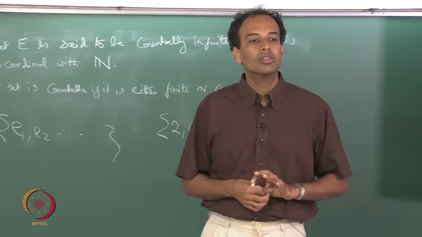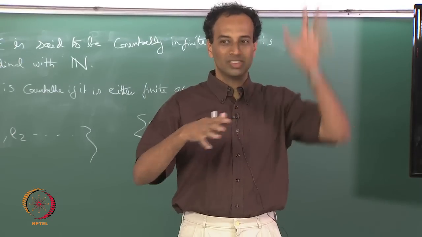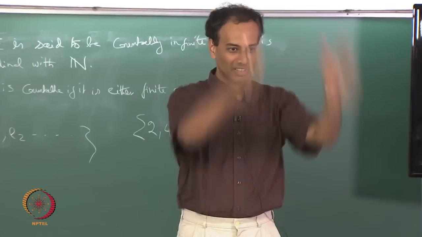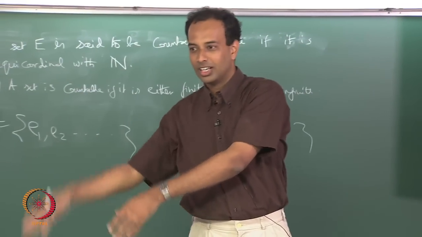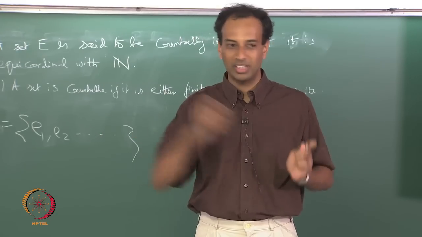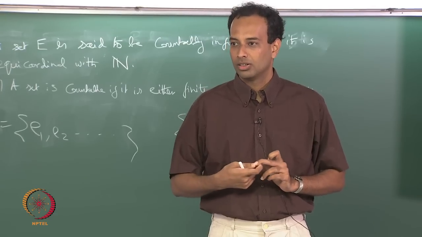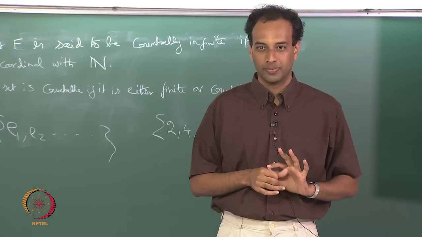They can be indexed. If they can be put into a list, that means a correspondence with the natural numbers. What is a bijection after all? You have the natural numbers 1, 2, 3, and so on, and you write the set in a list, and if all elements get covered, there is a unique association between every natural number and that element and vice versa. In that case, it is a countably infinite set.